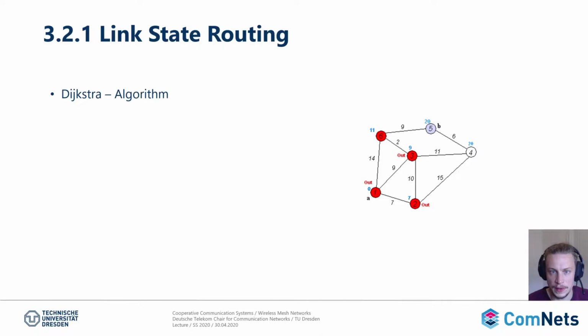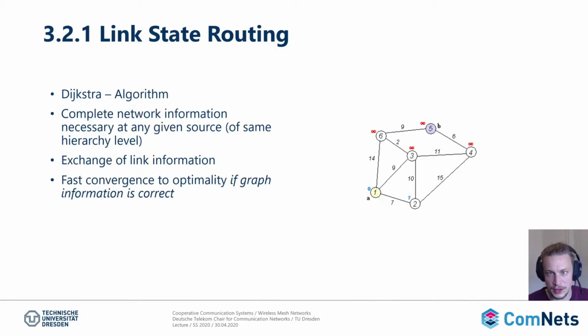So it uses the edge weights, the link characteristics in our case, to find the shortest path to different destinations. In other words, it would choose who would forward the message there. For this, complete network information is necessary at any given source of a stream. For that, the link information needs to be exchanged beforehand on the network.